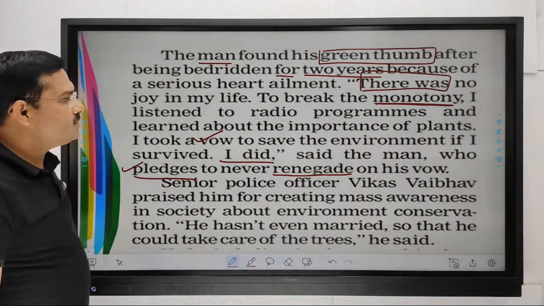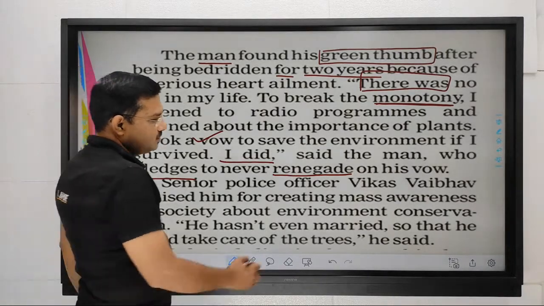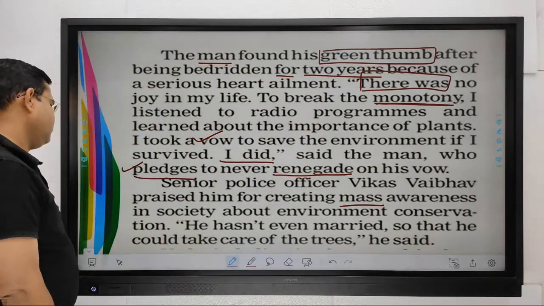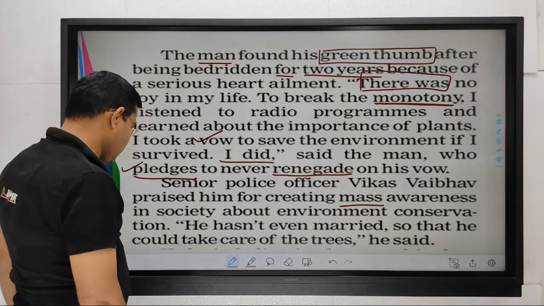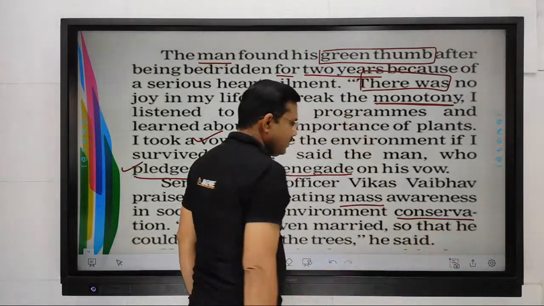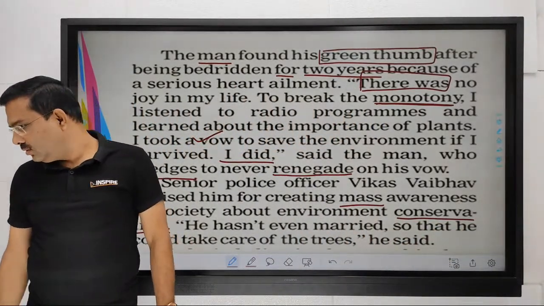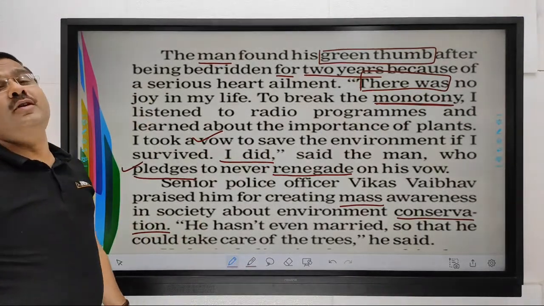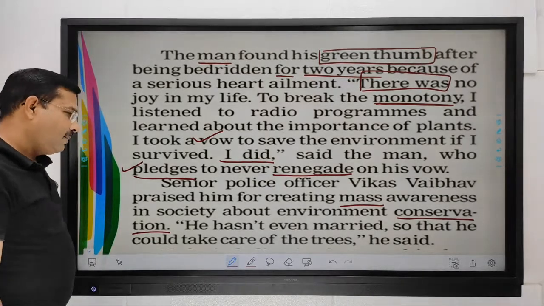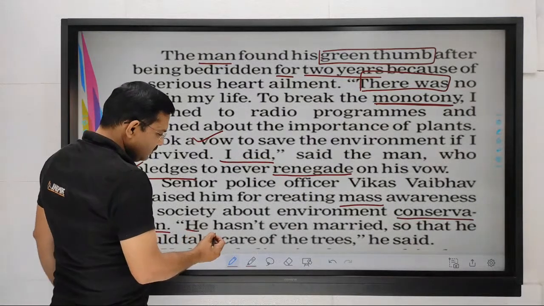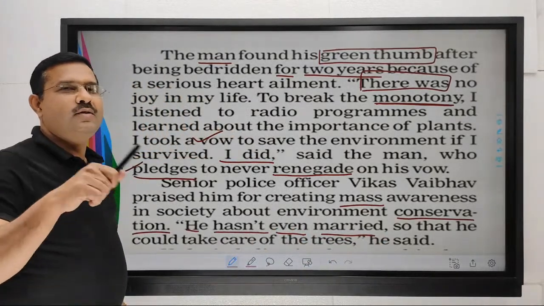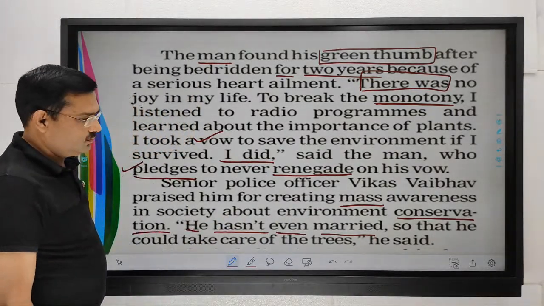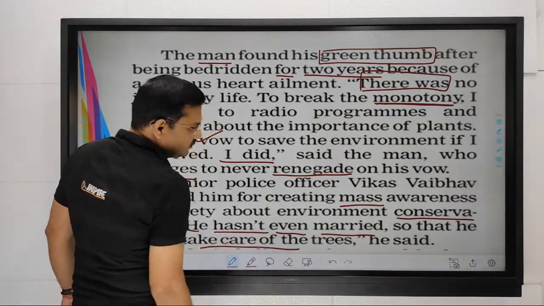Senior police officer Vikas Vaibhav praised him for creating mass awareness. Mass means on large scale. Mass awareness in society about environment conservation. Conservation. What do you mean by conservation? To save, to protect the environment, conservation. He hasn't even married. Has and after that third form, that is present perfect. So he hasn't even married, so that he could take care of the trees, he said.